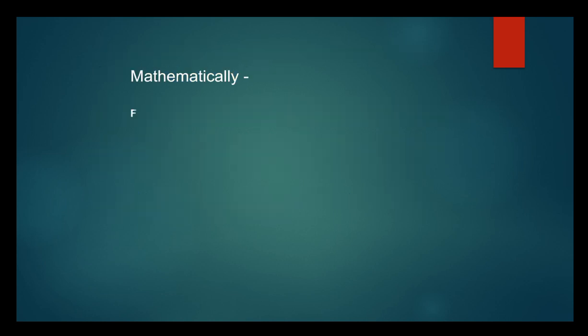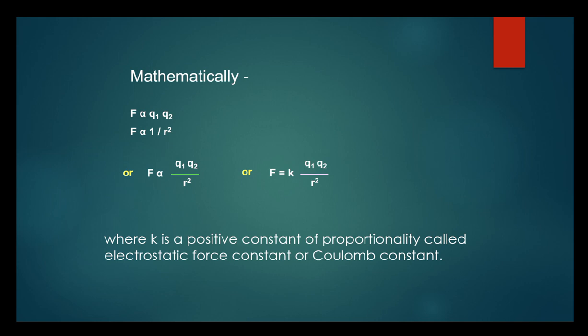Mathematically we can write F is directly proportional to product of the charges, F is inversely proportional to square of the distance between them. We can combine them and we can write F is proportional to product of charge, and inversely proportional to square of the distance. And F can be written as equals to K times of Q1 Q2 by R square, where K is a positive constant of proportionality called electrostatic force constant or Coulomb's constant. The two charges have been shown like this.